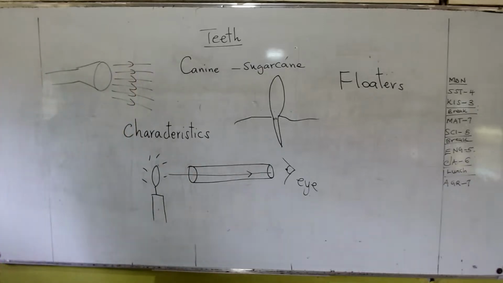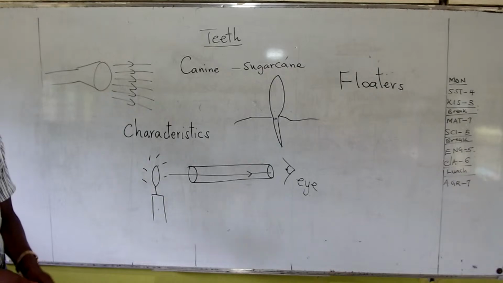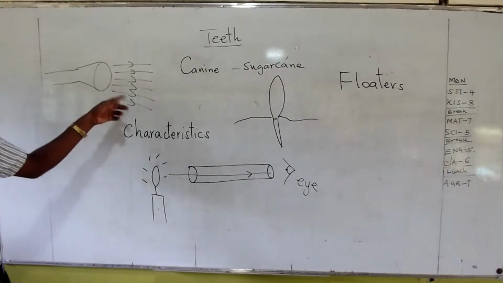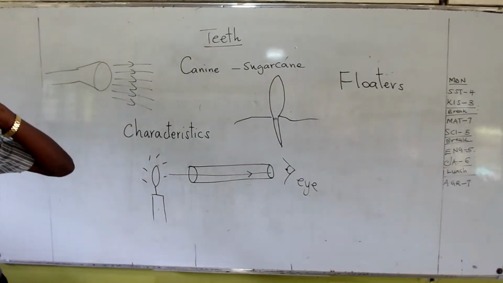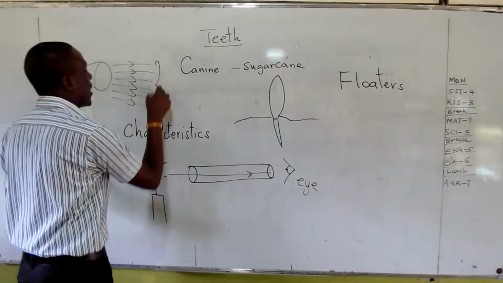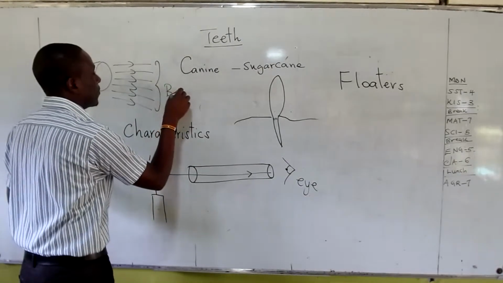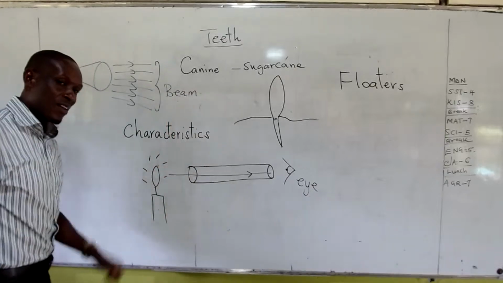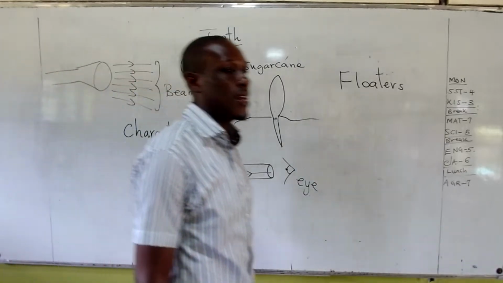And this one might also come in exams. Are you together? These many lines of light coming from the torch are called a beam of light. All this is called what? A beam of light. Are you together?